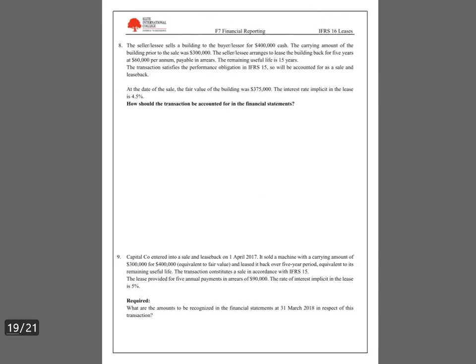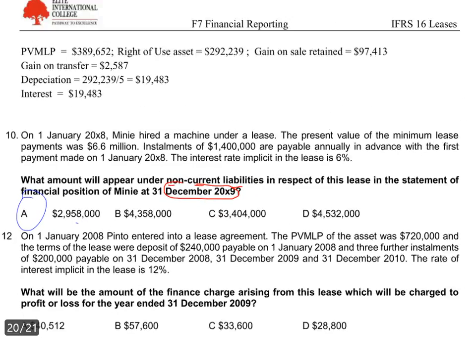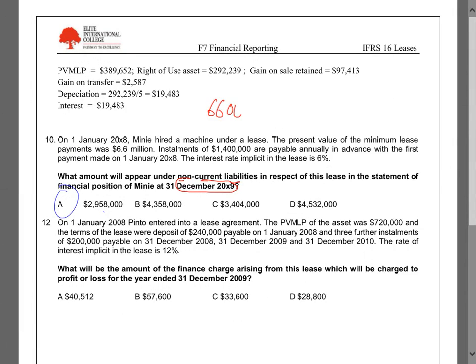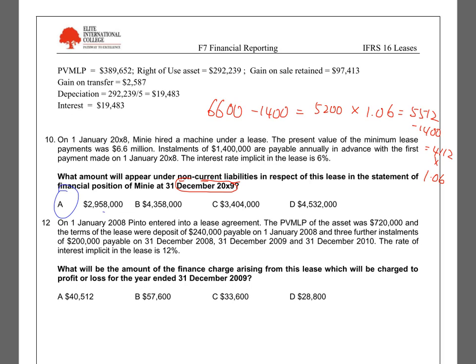Question number 10. So what I did was, or you can try 6600 minus 14 equal. That is 5,002. I times with 1.06. How much I got? 512. Okay. Then what I do is 512, I minus 14 again. Equal. It will be 4112. I times with 1.06. That is my non-current liability for the year end. So I minus another 1/4 to get my non-current.